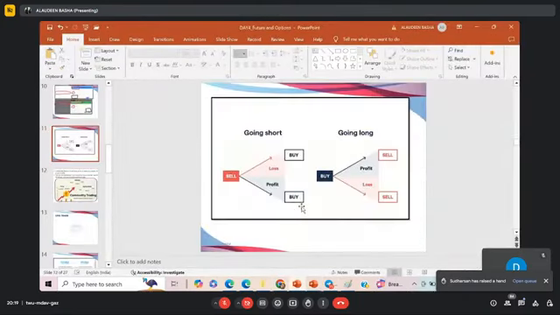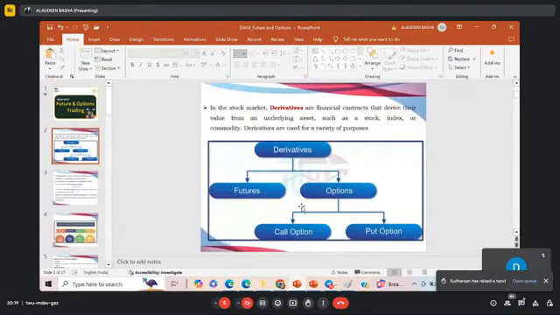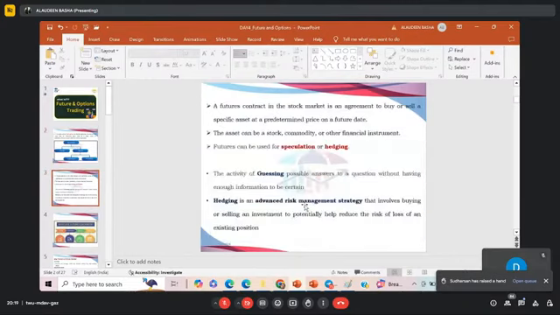This is the futures market. So I repeat once again. Before going for the futures market, the derivative market has two types. The first one is futures and the second one is options. In the futures market, what is the futures market?